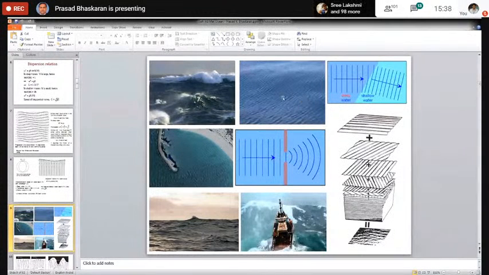And of course, what happens is the wave gets refracted and the direction of the wave changes. You can see the wave refraction here, how the deep water waves are basically refracting, and when they come to shallow water, they come normal to the coast.